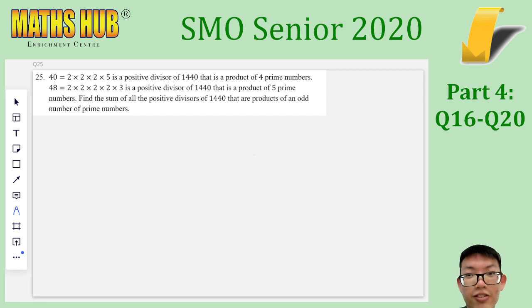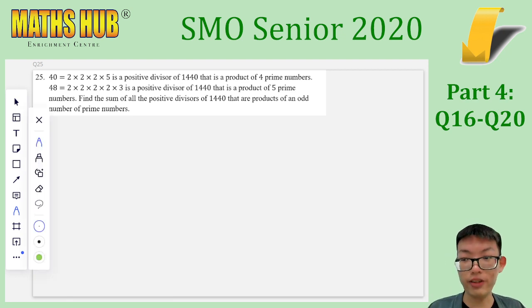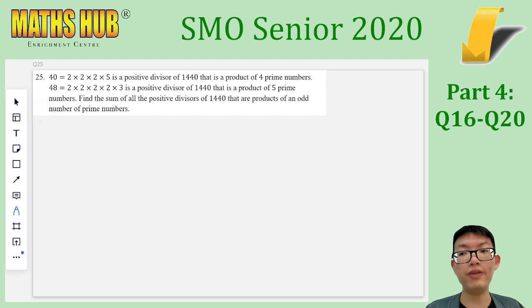The choice of 1440 is particularly nasty because 1440 has a lot of factors, and that makes it harder to just do this by listing or by observation. Now we have to start by factorizing 1440 because that's the only way we can know what sort of divisors I should look for.